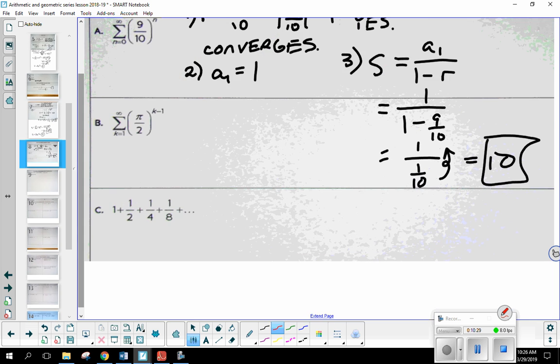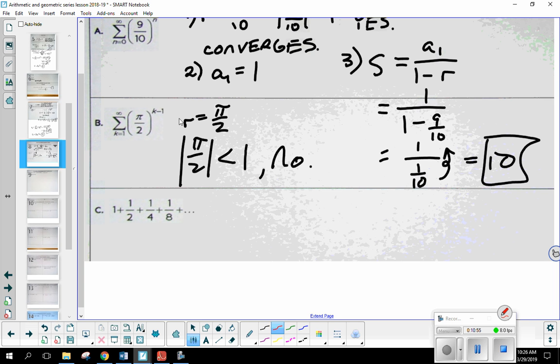Okay, let's take a look at B. We want to go from 1 to infinity for pi over 2 to k minus 1. Okay, let's see. Who haven't I talked to lately? Vrunda. What is r? Okay, so r is equal to pi over 2. Will the absolute value of pi over 2 be less than 1? No.